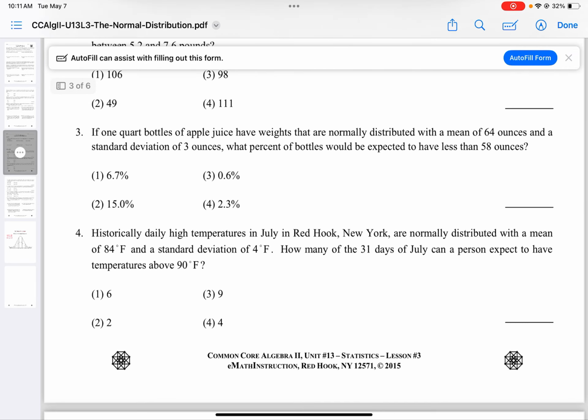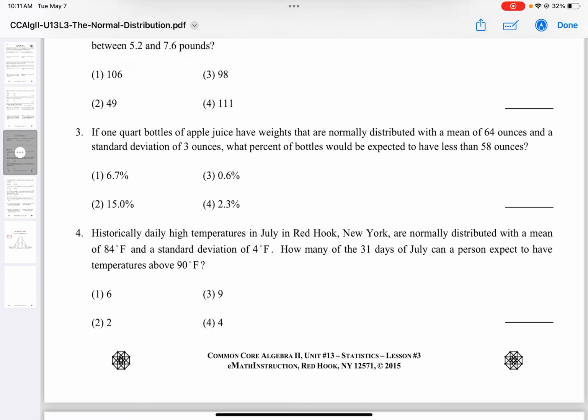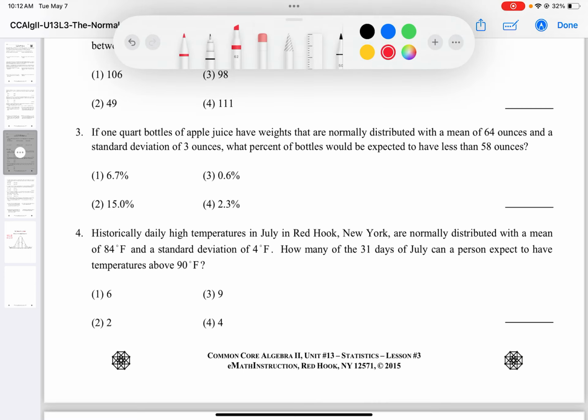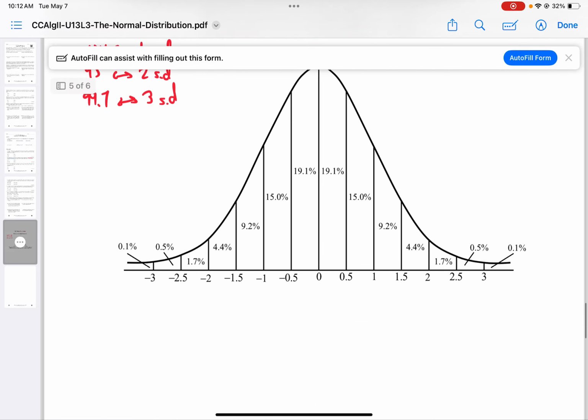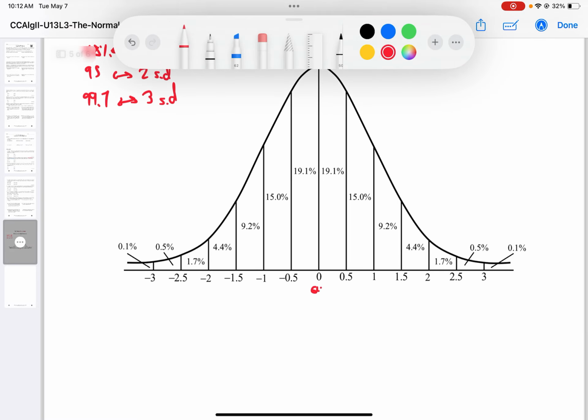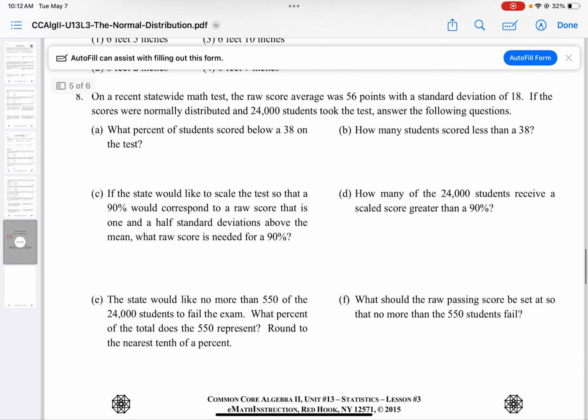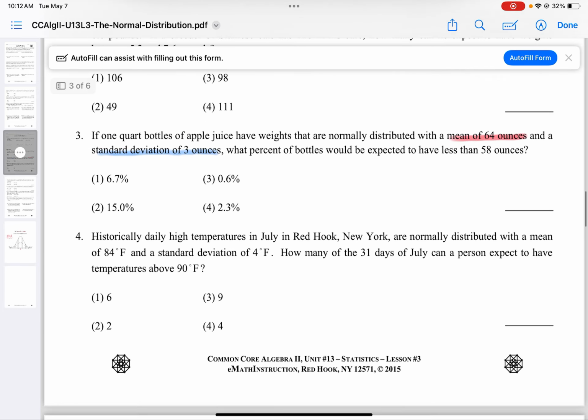Number 3. If 1 quart bottles of apple juice have weights that are normally distributed with a mean of 64 ounces and a standard deviation of 3 ounces. Now once I see those, I can fill in my normal distribution. So I have a mean of 64. We'll go here, that will be 64, that's the mean. And then I look at the standard deviation, and that's going to be 3 ounces.